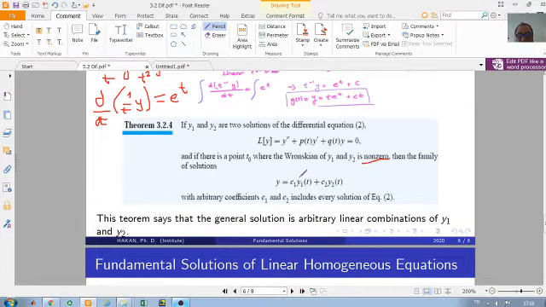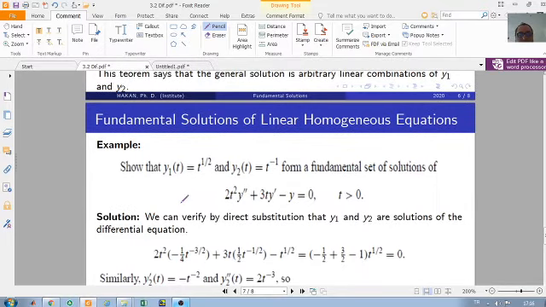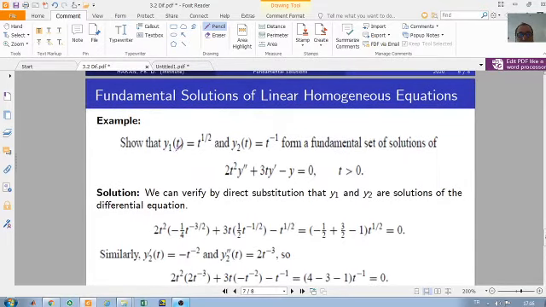Namely, to find a general solution for a second order linear homogeneous differential equation, the condition is that the Wronskian of these special solutions at some point should be non-zero.